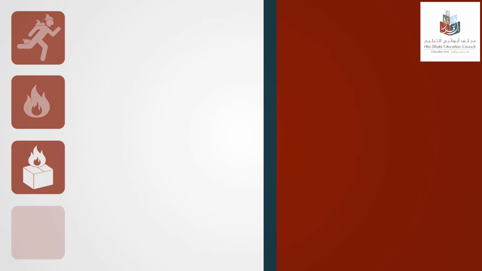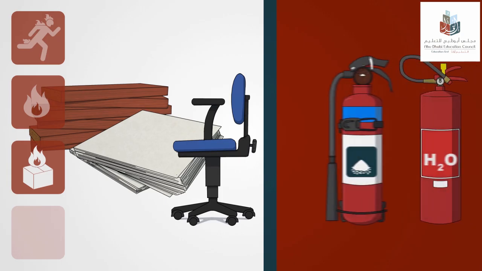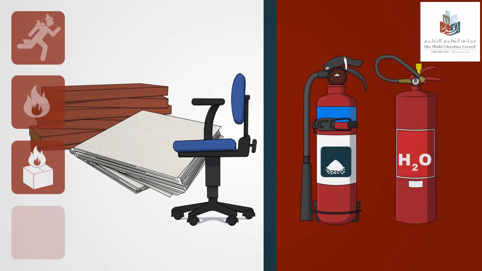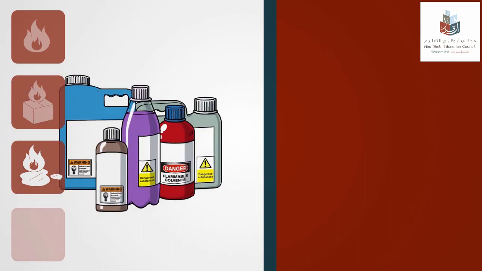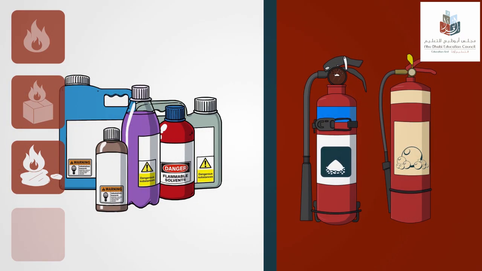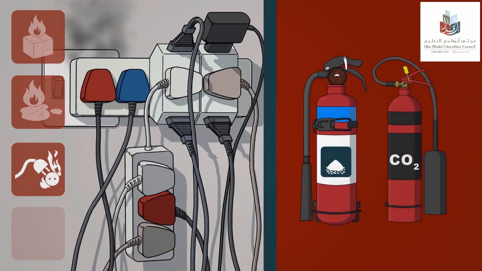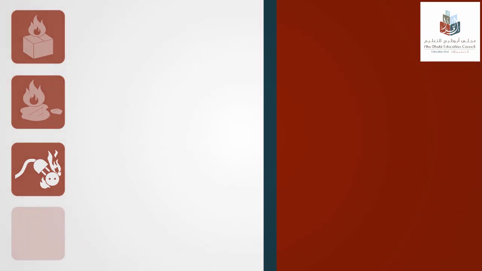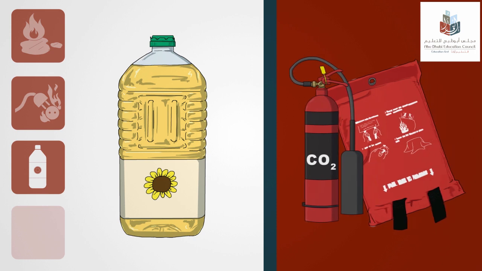Combustible solid fires, which burn wood, paper, and fabric. These must be extinguished with water or dry chemical powder. Combustible liquid fires, which burn petrol, paint, and solvents. Use foam or dry chemical powder to put out these fires. Electrical fires, which should only be extinguished with carbon dioxide or dry chemical powder. And kitchen cooking oil fires, which should be put out using carbon dioxide or a fire blanket.